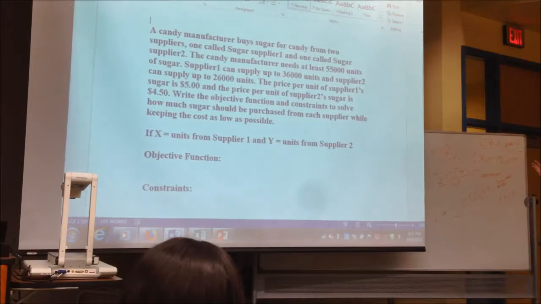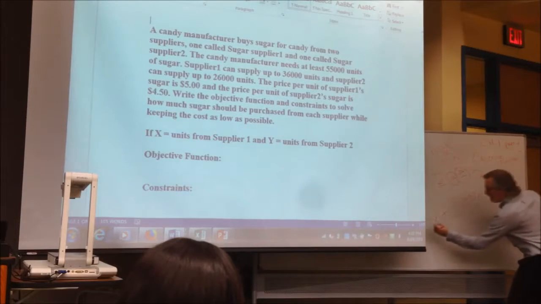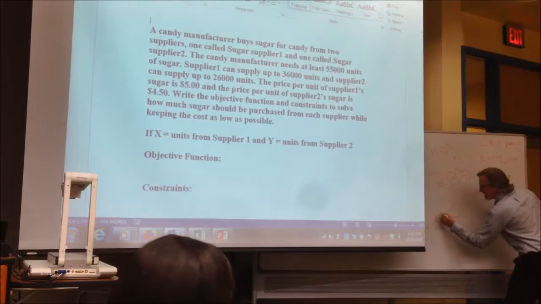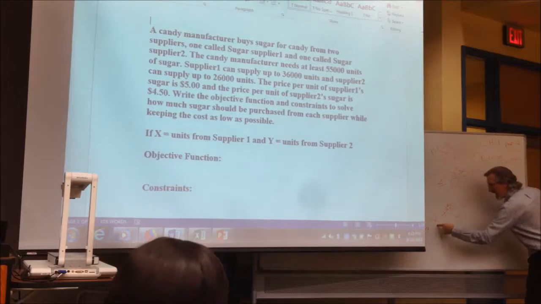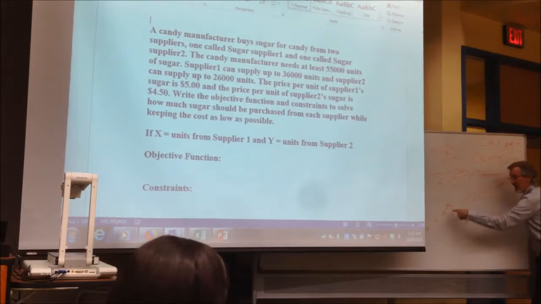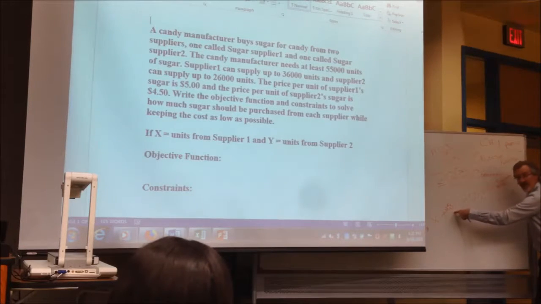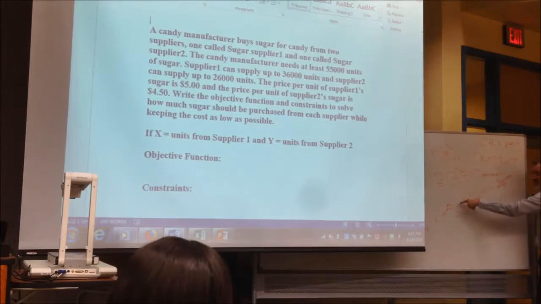I got to go back to the story and go, okay, well, how much is it going to cost us? It says supplier 1 sugar is $5 a unit. Supplier 2 is $4.50 a unit. So I would put $5, and this one I would put $4.50. $5 times however many we're buying from the first supplier, plus $4.50 times however many we're buying from the second supplier, has got to be greater than or equal to $55,000. Now, we just wrote a constraint, hypothetically, if the sentence happened to have been in dollars.